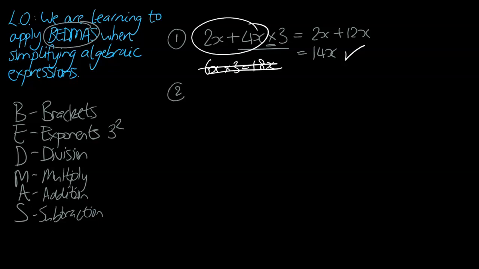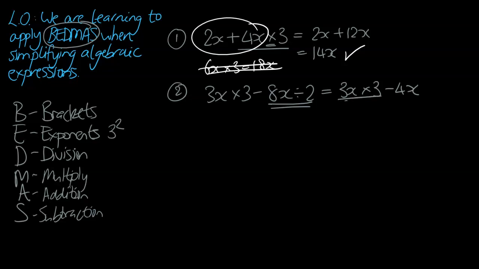Carry on, let's have a look at another example of how BEDMAS applies with algebra. So let's say we've got 3x times 3 minus 8x divided by 2. Same process applies. The division happens first. So that there is going to be 4x. So we're going to have 3x times 3 minus 4x. We then do the multiplication, which is going to get us to 9x minus 4x. And then finally, that leaves us with 5x.